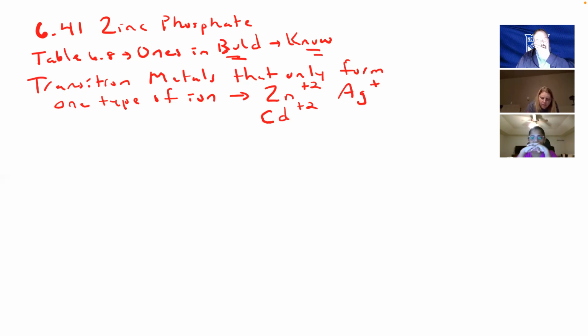And again, the reason why you basically have to know those is because there's no Roman numeral given in the name. So if you don't know what their charges are, you can't answer the question. Okay. I thought in the book it said that silver had a +3 charge. Did I write that wrong? Is that gold? Gold. Yeah, you're looking at gold. All right, I got those two mixed up.